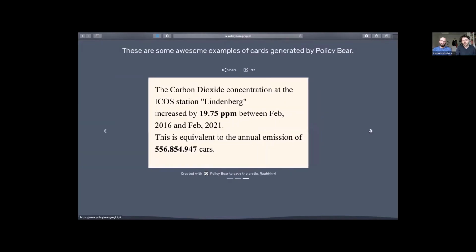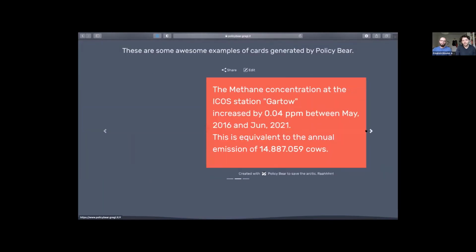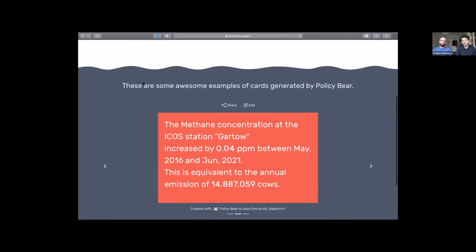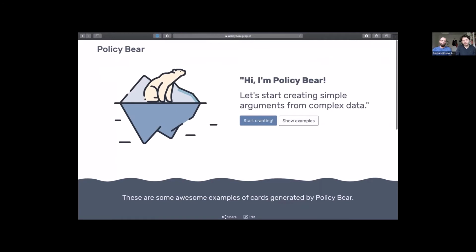You could scroll through them, and if you would like, you could share them right away, or go in the editing mode and edit the card that is displayed here. But for now, we want to create a completely new card by pressing Start Creating.